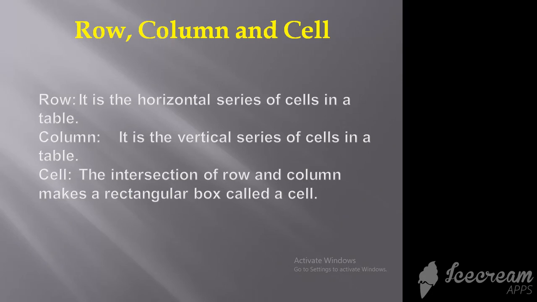After that, next is the definition of row. It is a horizontal series of cells in a table. Then a column is a vertical series of cells in a table. Horizontal series is a row, and vertical series is a column. And when both intersect each other, the formation of a cell is done. The intersection of row and column makes a rectangular box called a cell.